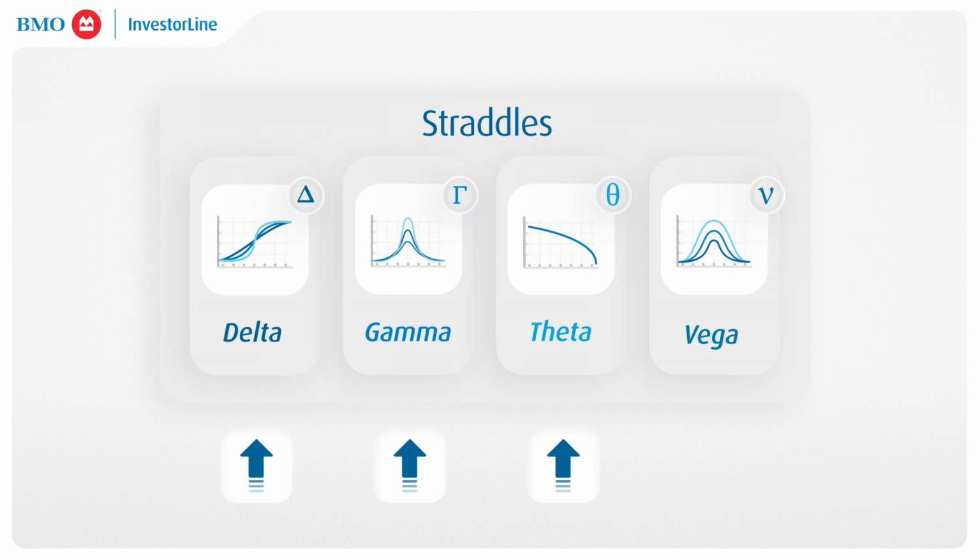In addition, with higher vega, this shows greater sensitivity to changes in implied volatility. In contrast, strangles with out-of-the-money options display lower delta and gamma, requiring larger price movements for significant changes in delta, and experience slower initial theta decay, though this accelerates as expiration nears. Strangles also have lower vega compared to straddles, making them less sensitive to changes in implied volatility.